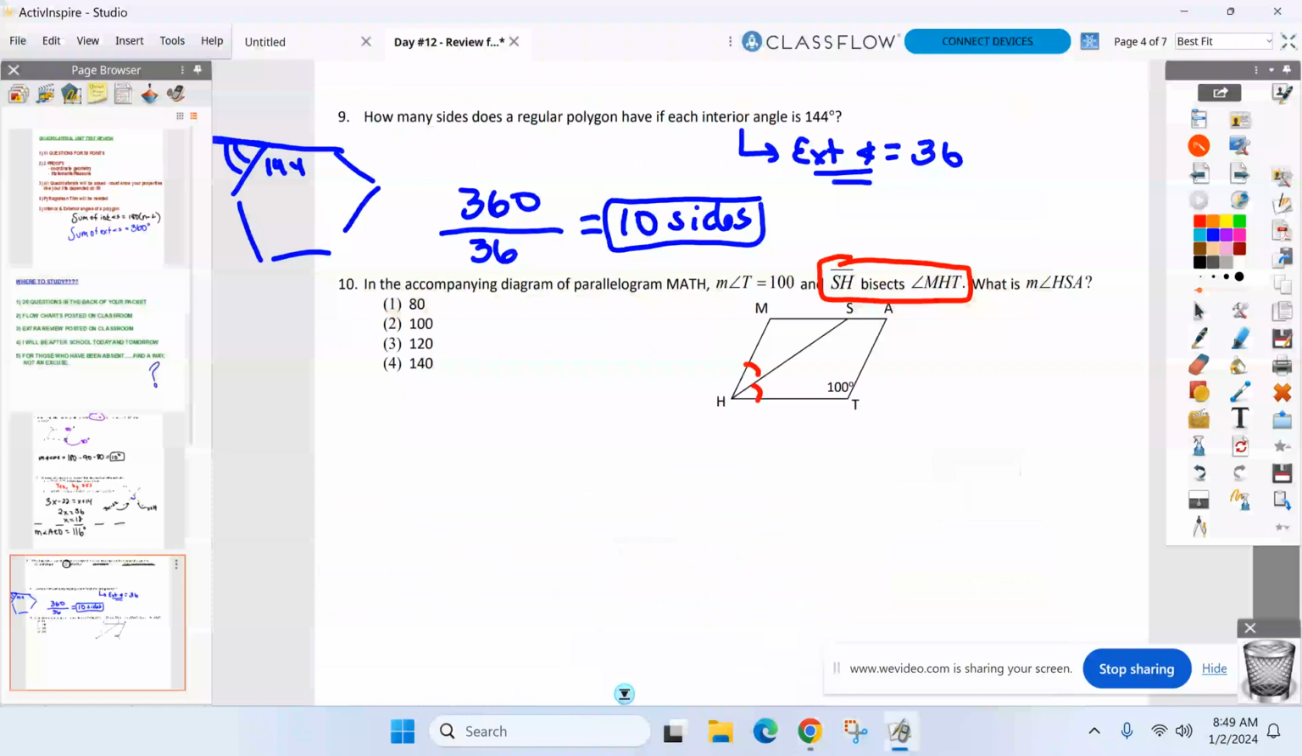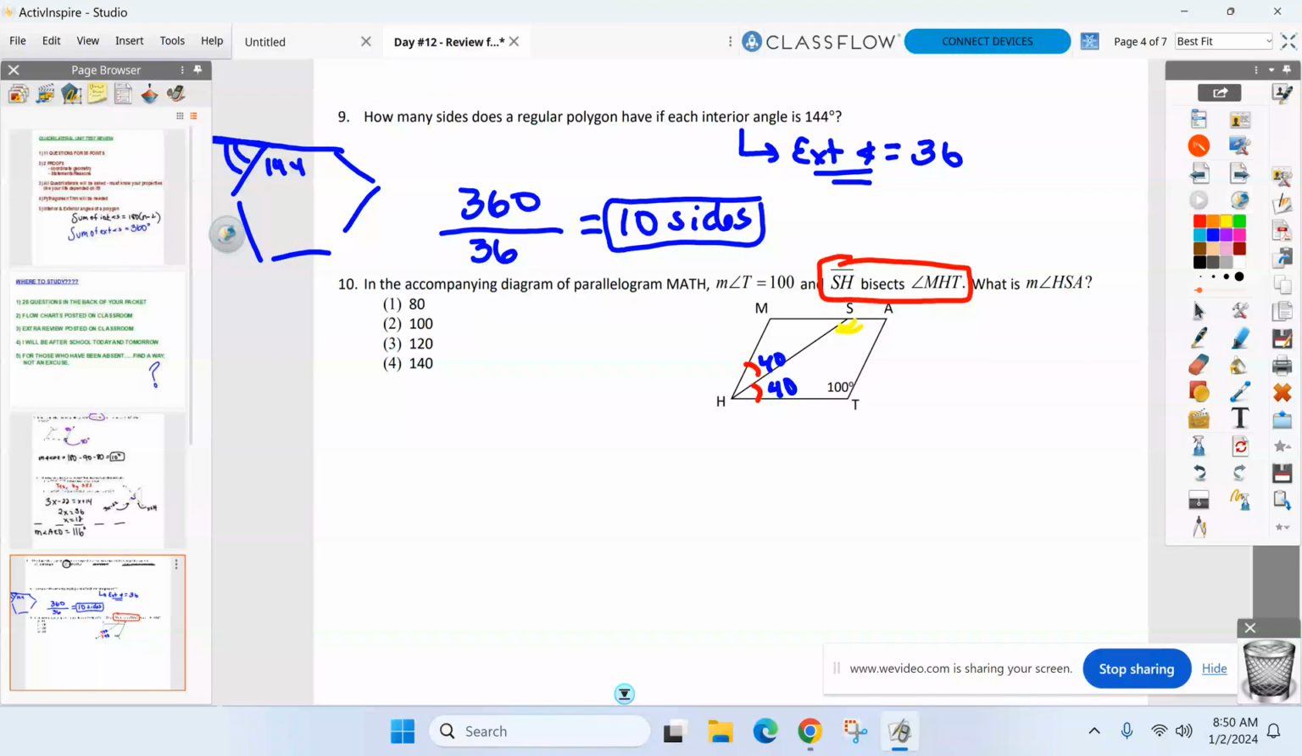You already know T's 100. T and angle H are called consecutive angles because they're right next to each other. So they're supplementary. Yep, so 80. 80 degrees. Why do I ask that? Because it's getting bisected. So we can put 40s there. I've got to get to this angle right here, HSA. I am, not right now though. There's no way I can get to it right now, but I'm getting there eventually.